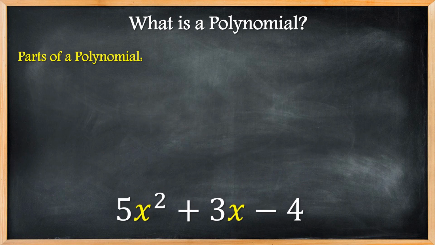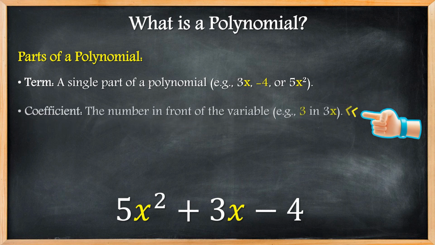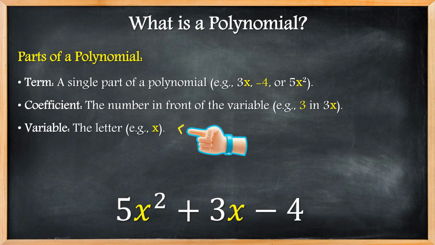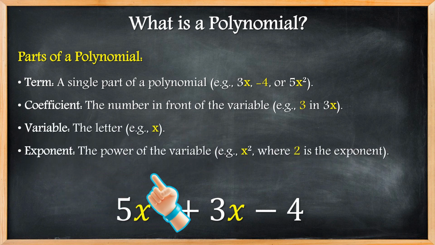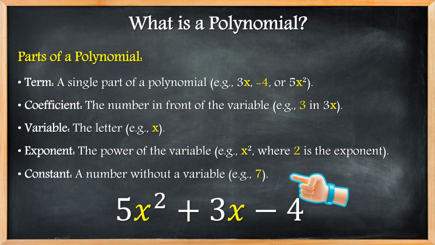Now, let's break down the parts of a polynomial. A term is a single part of a polynomial like 3x, -4, or 5x squared. The coefficient is the number in front of the variable, like 3 in 3x. The variable is the letter, like x. The exponent is the power of the variable, like 2 in x squared. And finally, a constant is a number without a variable, like 7.